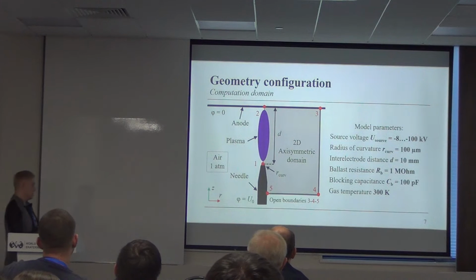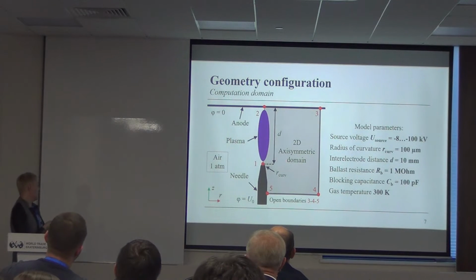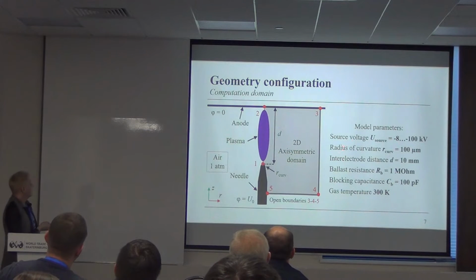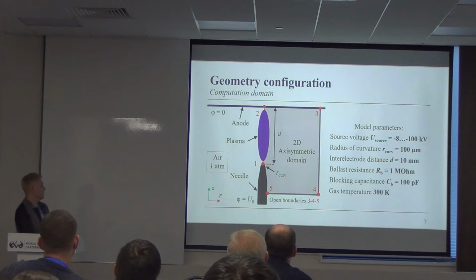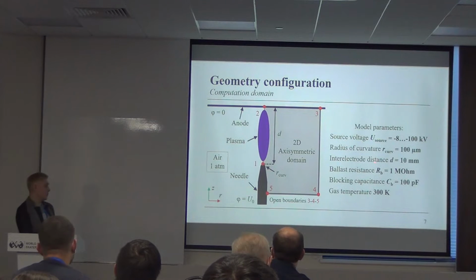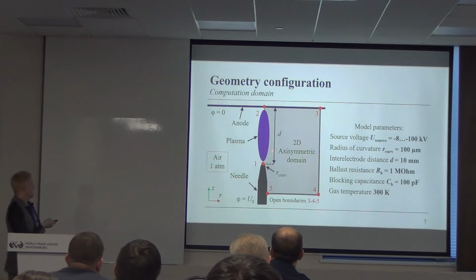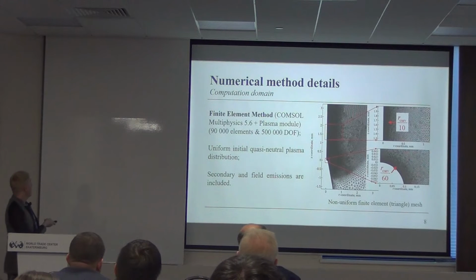Our real three-dimensional configuration was substituted by a two-dimensional axisymmetric domain. A source voltage, which varies in this range, is applied to a needle with a small radius of curvature, at the electrode distance, with a plane grounded anode.